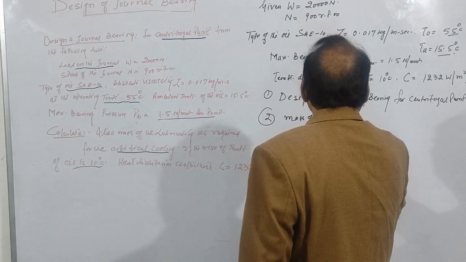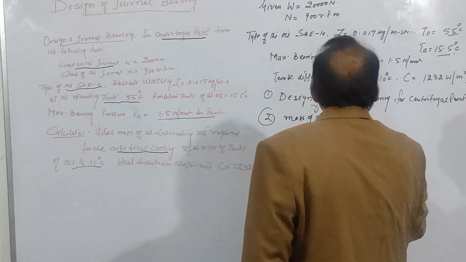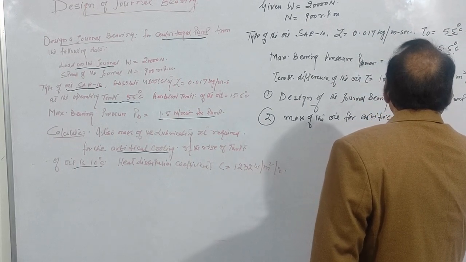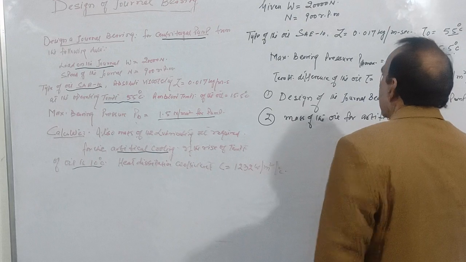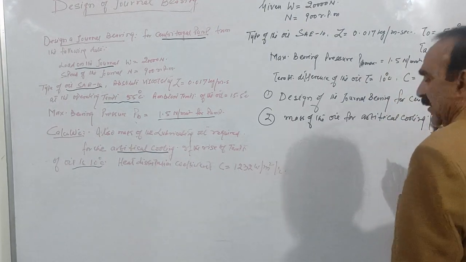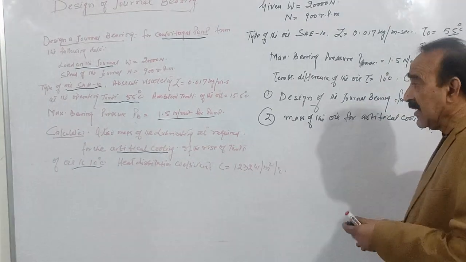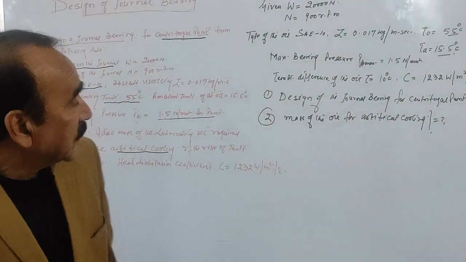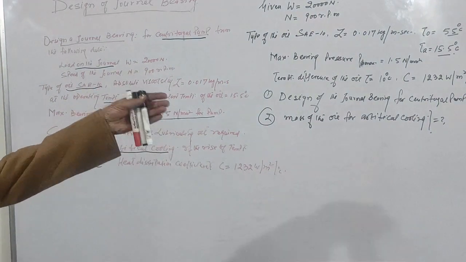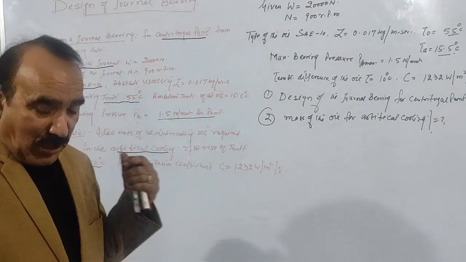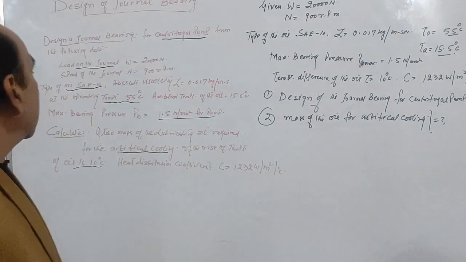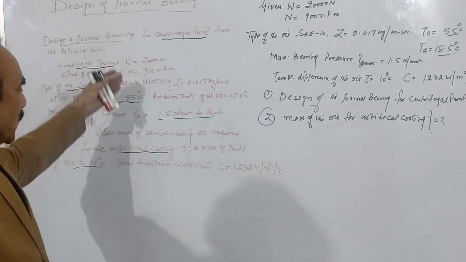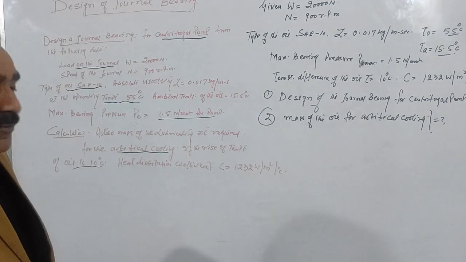So these things we have to calculate, right? These are given to you, so in this way you will write down the things. Now, we will come to the design first. I think I have given the given data of this.